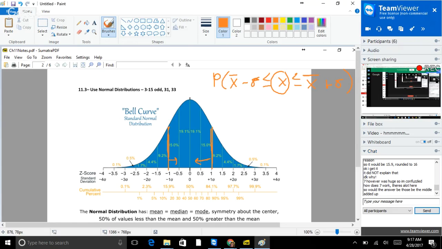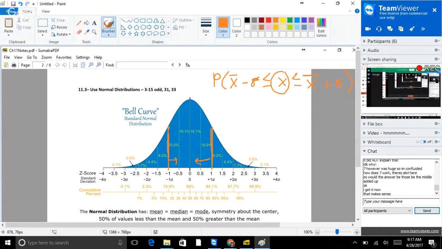Yep, so the answer would be the middle added up. So you would add 15 and 15, 30, and 19 and 19, and you would get the probability of that. I think it's 68%, something like that. Cool. Okay.